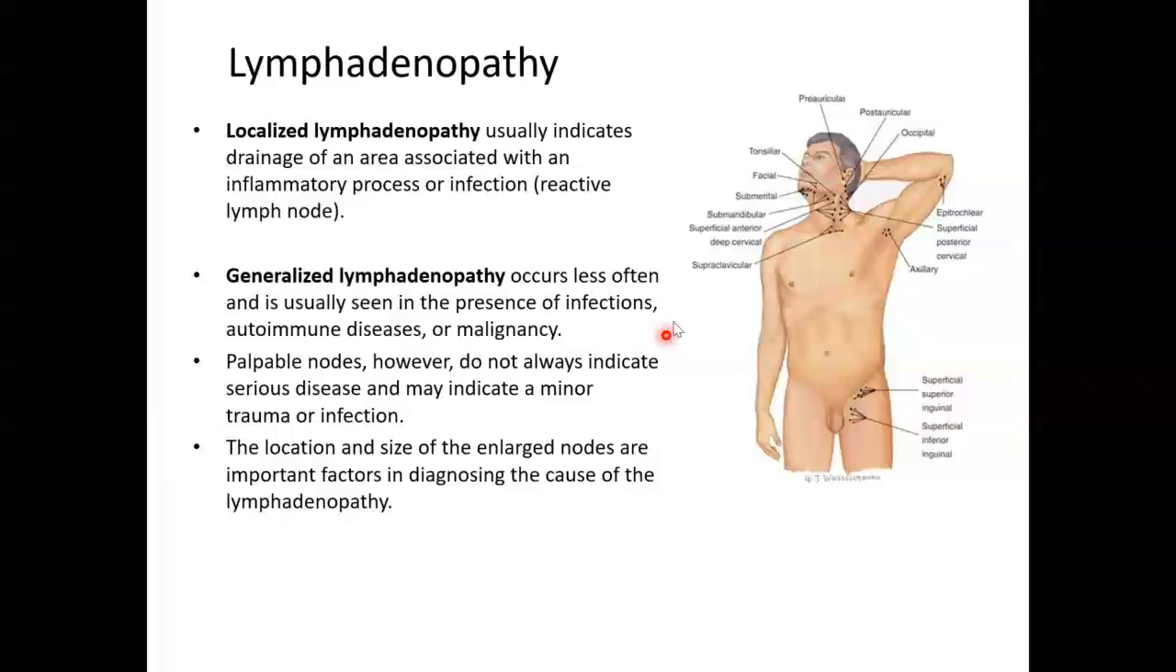Generalized lymphadenopathy occurs less often, and is usually seen in the presence of infections, autoimmune disease. They may indicate a minor trauma or infection, and you'll learn more about nodes. Infection, an invader comes in the body, those generally are up in a few weeks to a month.